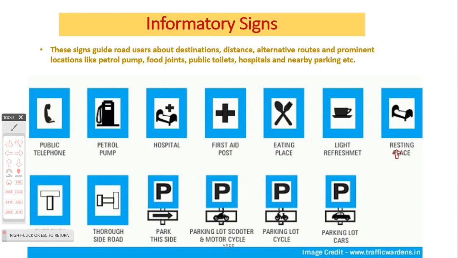Resting place, lodge. The next symbol is straight through road. Straight road is there. Symbol of T is in border. Then through road, side. The next symbol is for parking in the left side or right side. Parking lot for scooter or motorcycle. Parking lot for cycle, symbol of cycle is there. Parking lot for car. So friends, these symbols are very important from your examination point of view. You need to draw these symbols in examinations with their meaning, so practice it.